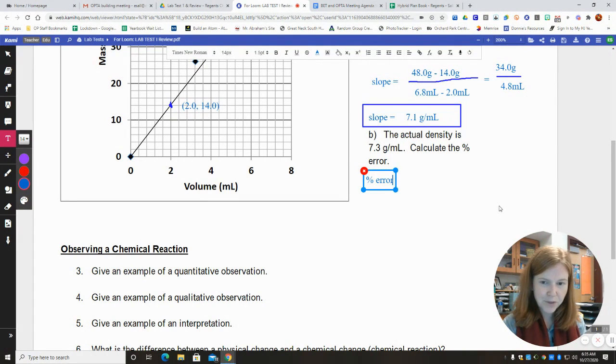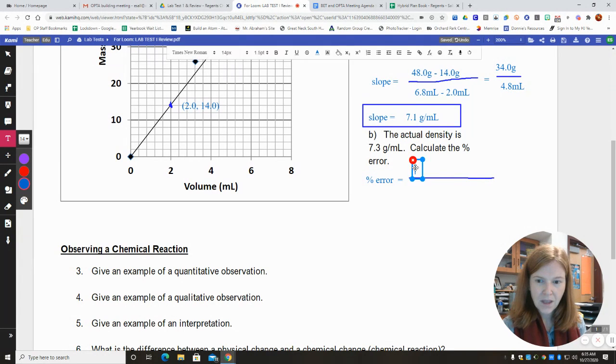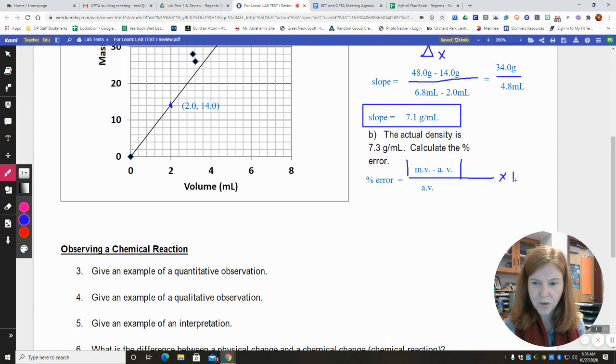So my formula for percent error is going to be equal to, draw my division line here, and I am going to abbreviate a little bit. Measured value minus accepted value divided by accepted value. Now, if you wind up with a negative number in your numerator, you do want to take the absolute value of that, okay? And you're going to multiply this whole thing by 100.